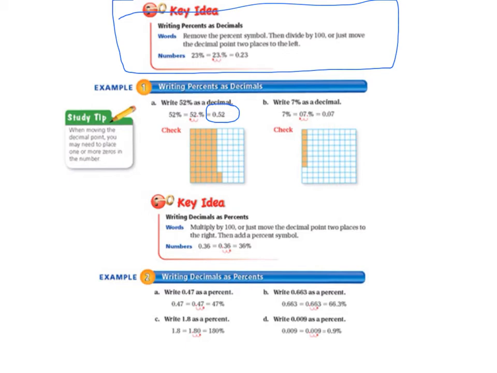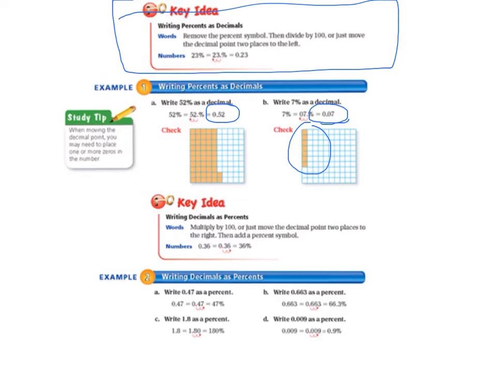So that looks like 0.52. In letter B, we're writing 7% as a decimal. So when we have that, we have to add on a 0 because there aren't enough spaces in just a single 7. So it comes out 0.07. So when we check that, it's 7 spaces colored in on our model.